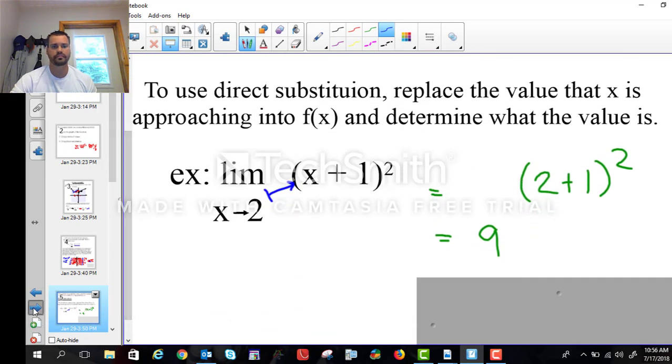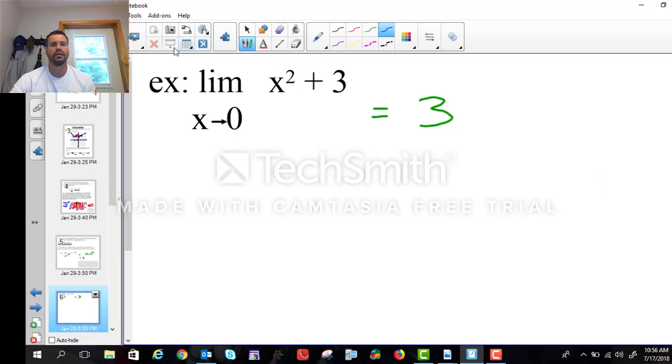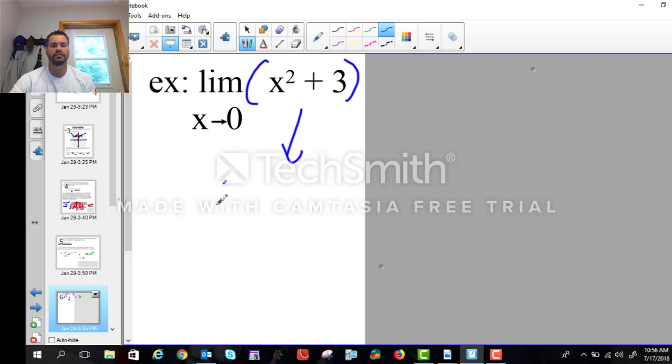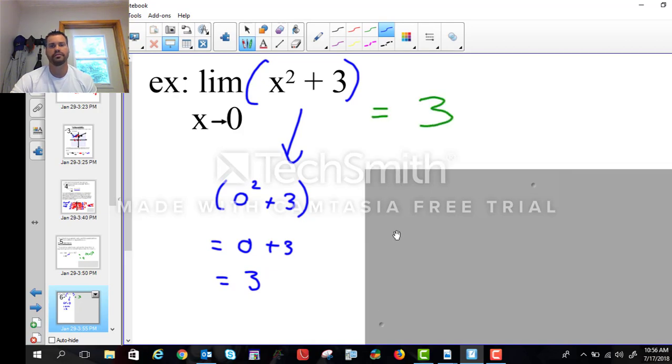So let's do a few more examples. Let's say, and again, ignore the answer there for a second. Let's say I say the limit as x approaches 0 of x squared plus 3. So this is our function. And what we're going to do with direct substitution is we're just going to take 0 and we're going to put it in. So we're going to go 0 squared plus 3. Now what's 0 squared? Well, that's 0. We're going to add 3. And we're going to end up with an answer of 3. Okay, very simple example. Our answer is 3. And we're done. That's direct substitution.